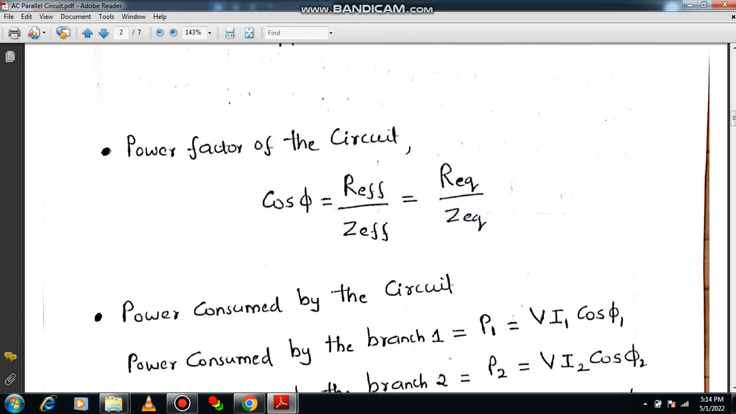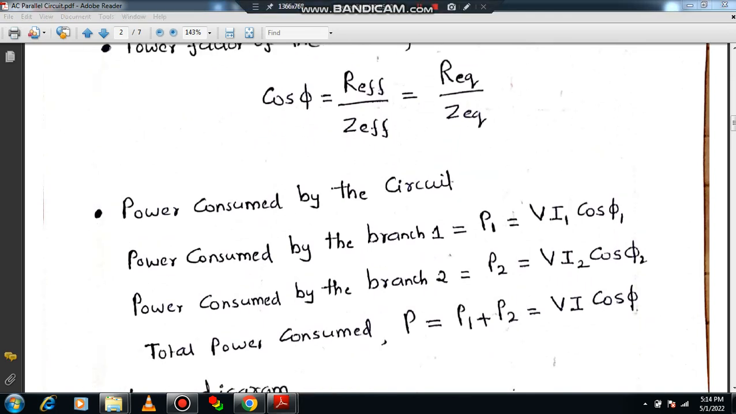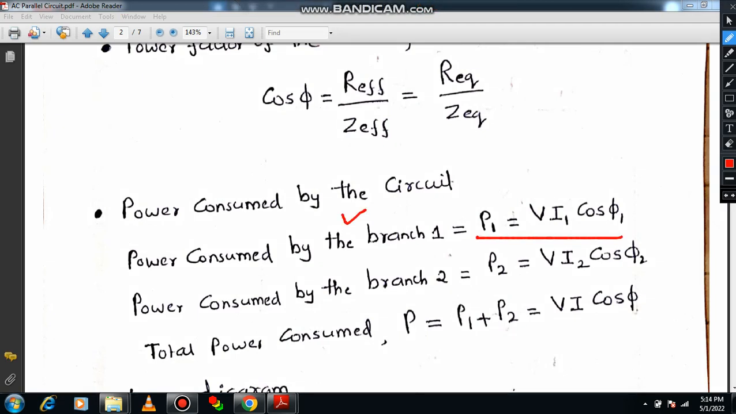Okay. Now let me ask one question: how will you calculate the power? How to calculate the power? So what is the formula to compute the power? Consider the first branch, it's an RL branch. P1 is equal to VI1 cos phi 1. Why do you write V?